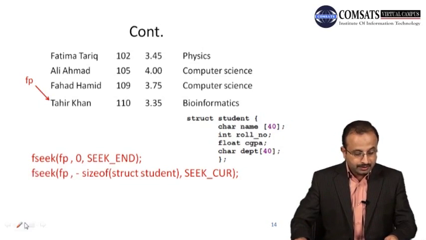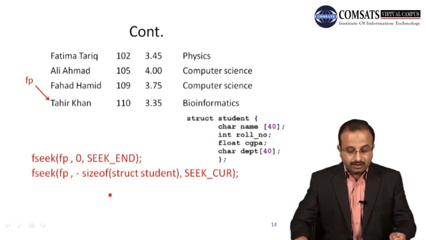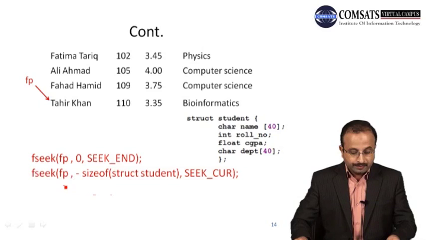Okay, if I write over here, let's say, we have fseek over here. I know the size of the record, right? So the first parameter is the same as it is, that is FP, and the second parameter, I know that it is 80. That is the size of struct student. So this is positive 80. I didn't put any negative sign over here.